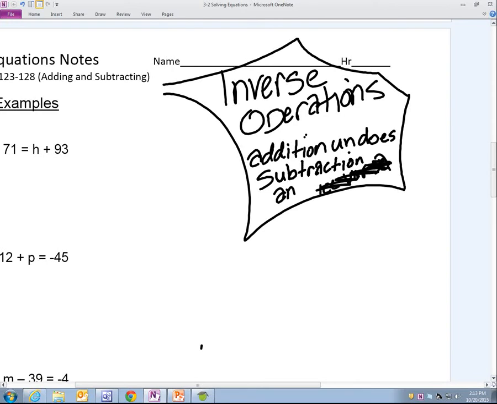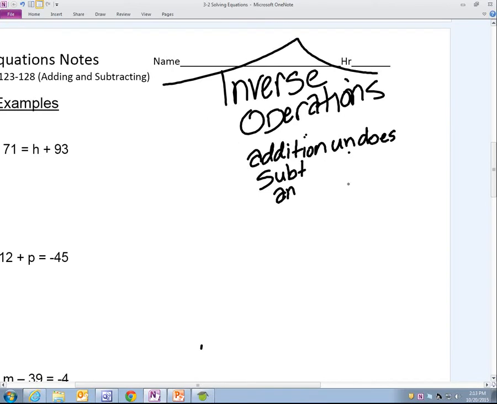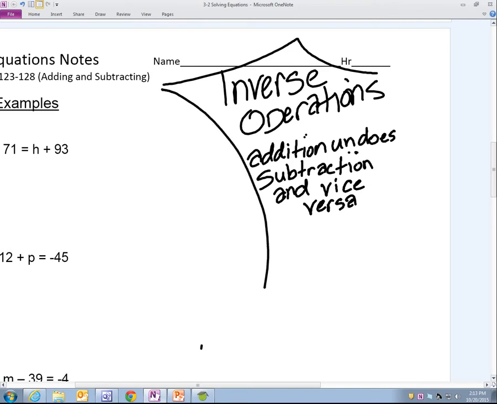Yep. Present progressive of undo. Vice versa means also subtraction undoes addition. Just stop. Like put that in a pocket or something. Oh, that's the second time I've heard you making that noise.